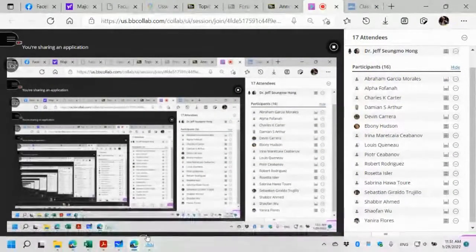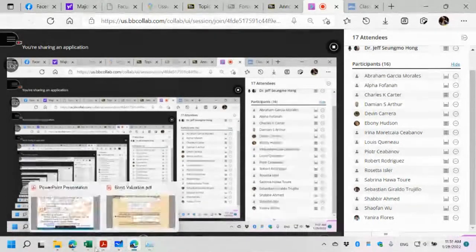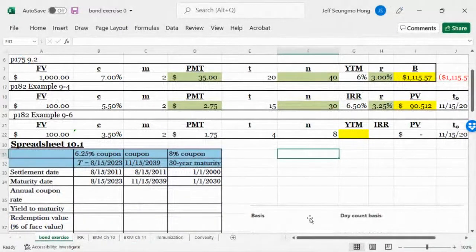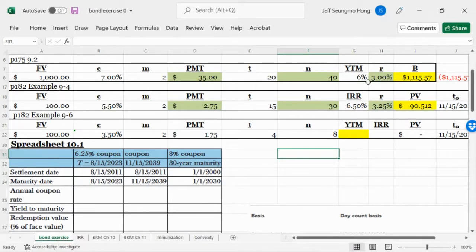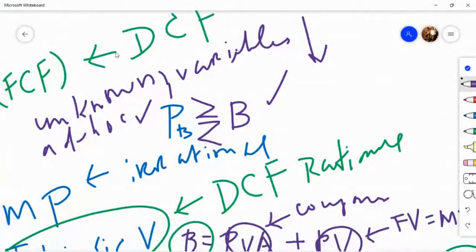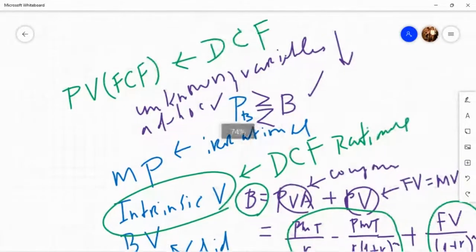All right, we're back. So let's think now about yield to maturity. I said yield to maturity is the discount rate of the bond, but basically the discount rate is a crucial factor in any asset pricing model, because all asset pricing models are basically discounted cash flow models. Remember, all asset pricing models are basically discounted cash flow models.